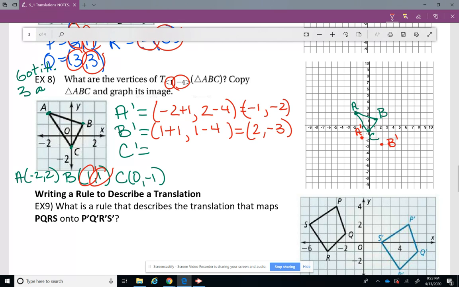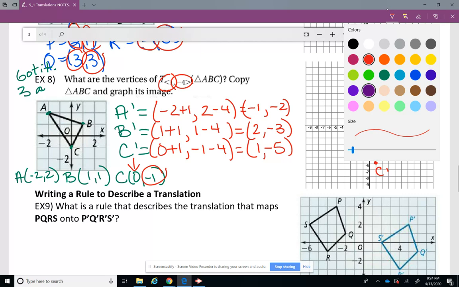All right, now we're going to do C prime. We're going to take 0, and we're going to add 1 to it. It's going to be 1. We're going to take negative 1, and we're going to subtract 4 from it. And that'll be negative 5. So that's 1, negative 5, and that's C prime. We're going to connect our dots. And we translated it.